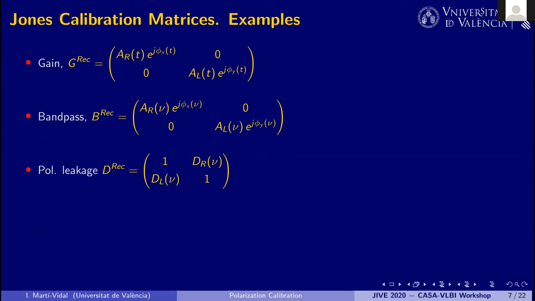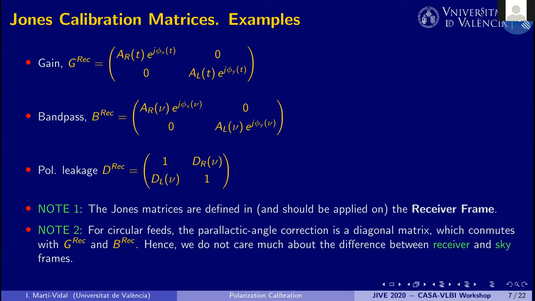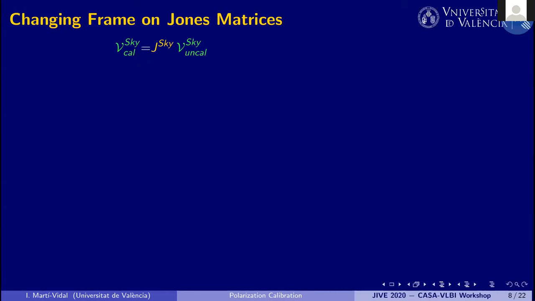Examples of Jones matrices, which, remember, are given in the receiver frame, are, for instance, the gain matrix, which you also saw yesterday, the bandpass matrix, all of which has already been seen in the previous days, and the polarization leakage. Here you have the D-terms that we were talking about in the first slide, the D-terms that model the leak of signals from one polarization to the other. All of these are given in the receiver frame. So remember, I insist, the Jones matrices are defined in and should be applied on the receiver frame. But for the case of circular feeds, the general case in VLBI, these two frames are related by a diagonal matrix. So indeed, it doesn't matter much; the translation between receiver and sky frames is pretty automatic.